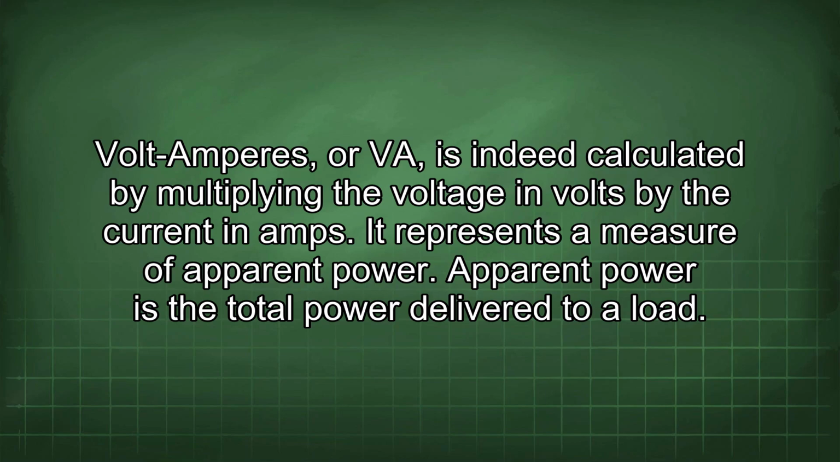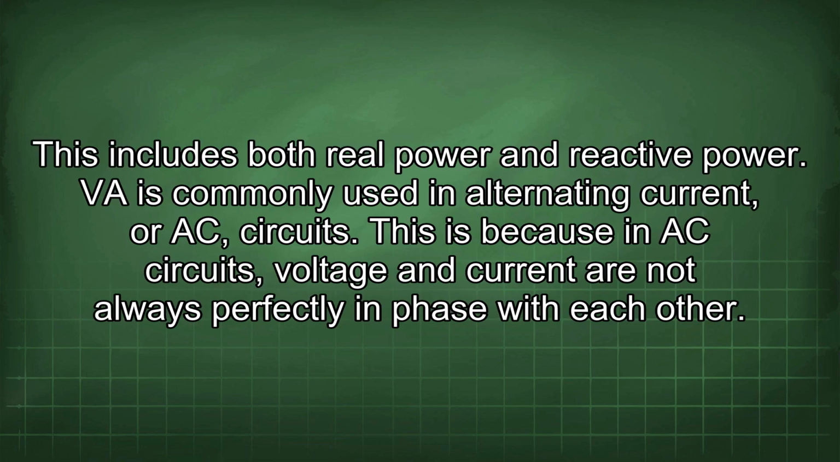Volt-Amperes, or VA, is indeed calculated by multiplying the voltage in volts by the current in amps. It represents a measure of apparent power. Apparent power is the total power delivered to a load. This includes both real power and reactive power. VA is commonly used in alternating current or AC circuits. This is because in AC circuits, voltage and current are not always perfectly in phase with each other.